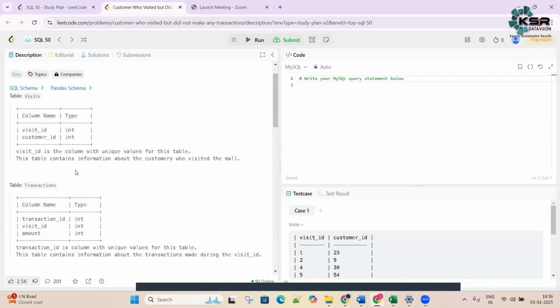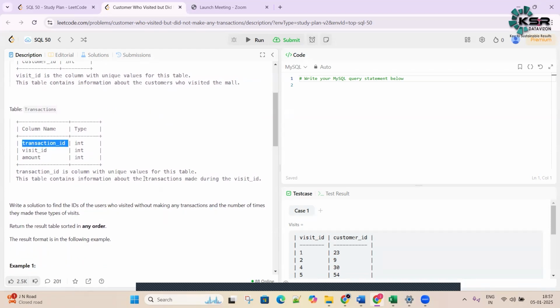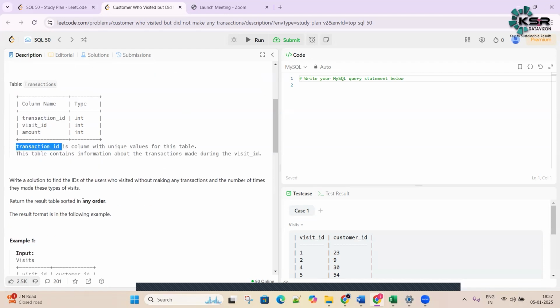been noted down. Okay, there is another table called transactions. So for the transactions table we have transaction ID, visit ID, and amount. Okay, the customer has done some transaction. So that means transaction ID is a unique value for this table. So anytime a transaction is done, there is one transaction ID we are going to get. So this table holds the information of all the transactions that were made for that particular visit ID. So if a customer visited and did the transaction, at that time we are going to get this transaction ID. Okay, so let's see what's the question.